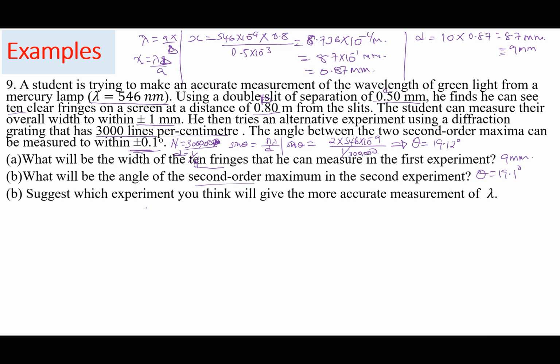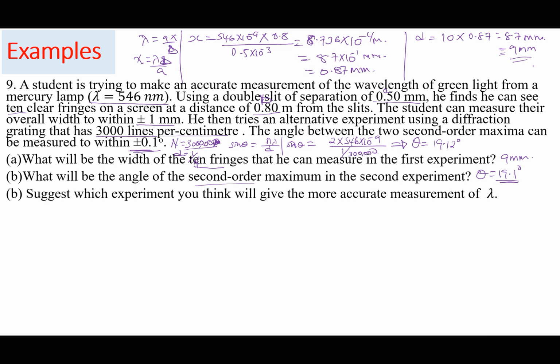Suggest which experiment you think will give the more accurate measurement of wavelength. Of course the diffraction grating method is going to give a more accurate measurement for wavelength because it measures the angle to a bigger precision compared to the first experiment, which measures the distance to a poor precision, as simple as that.